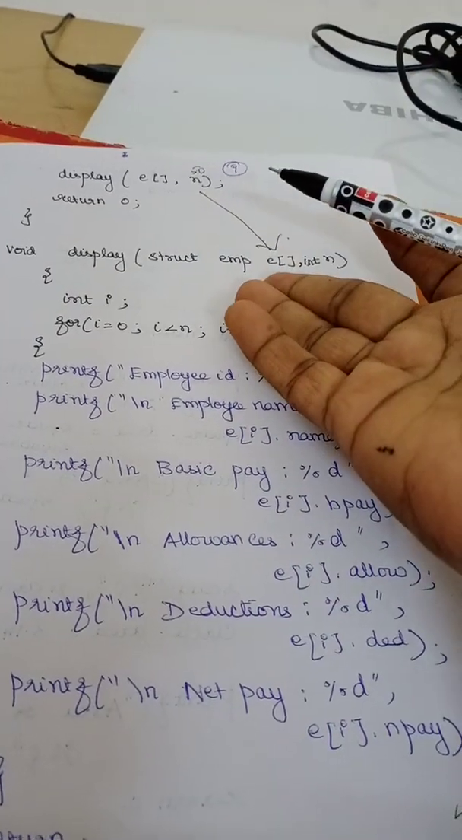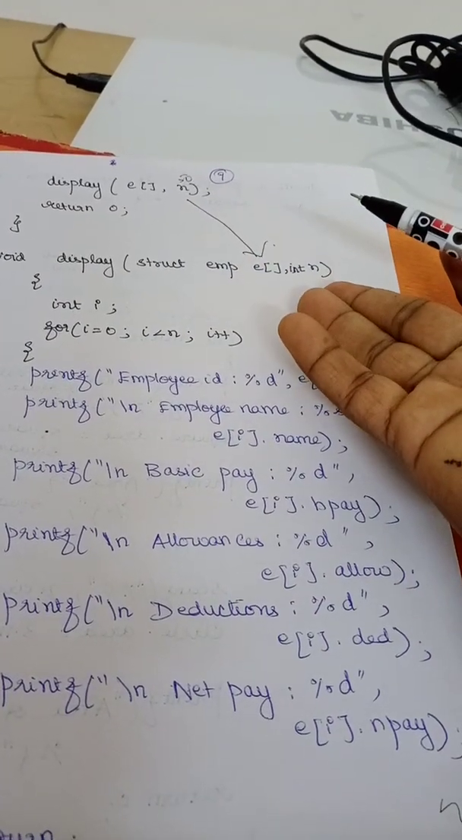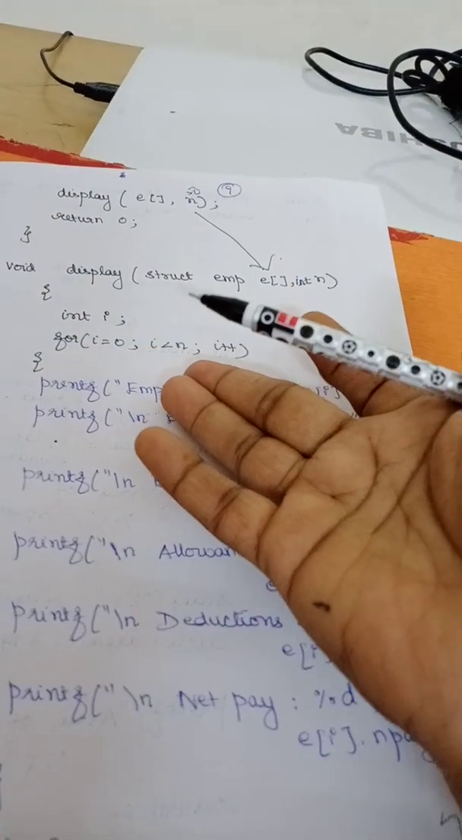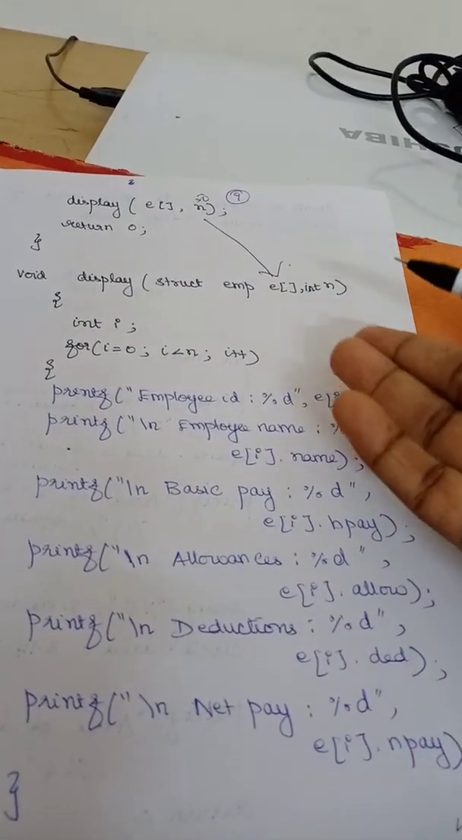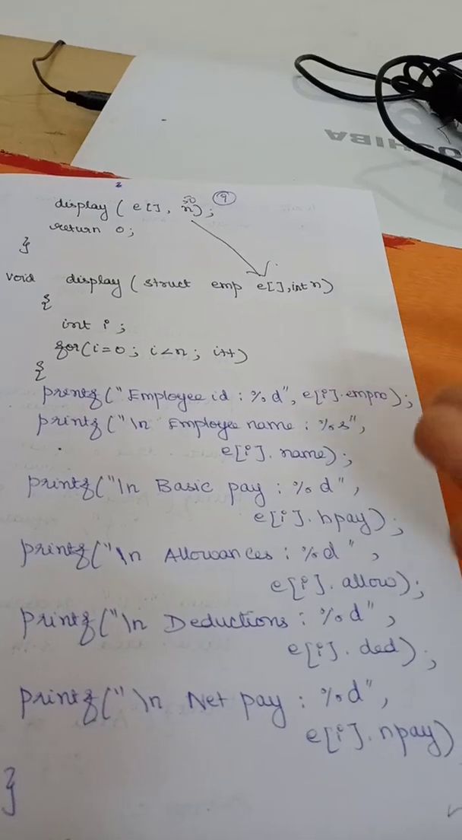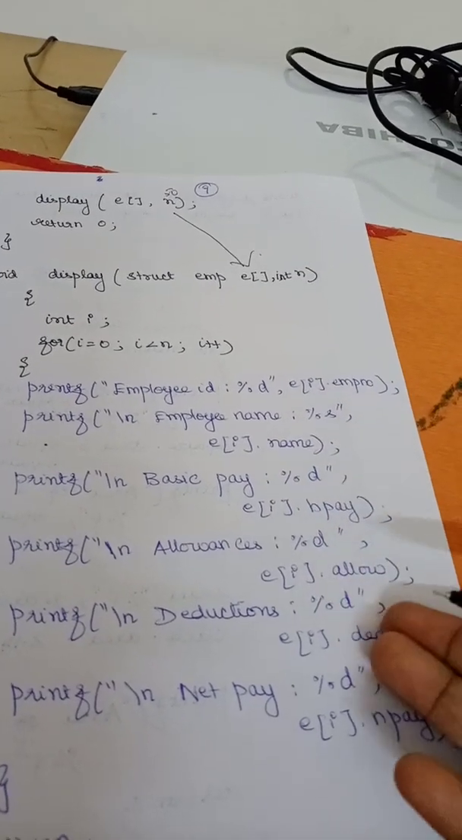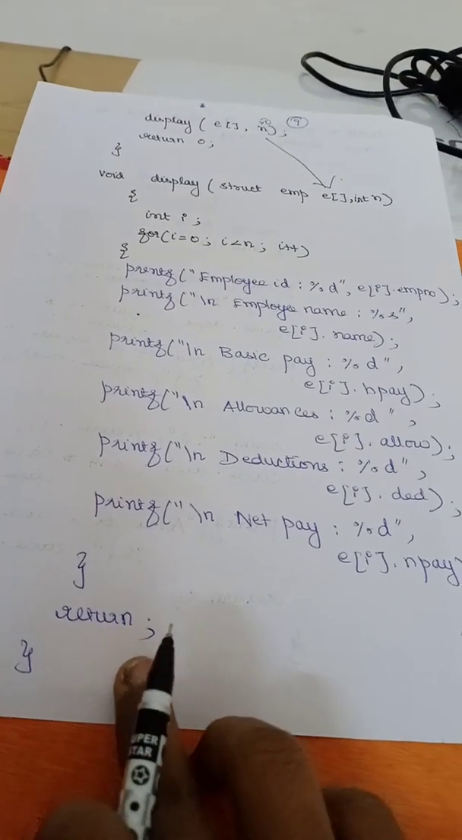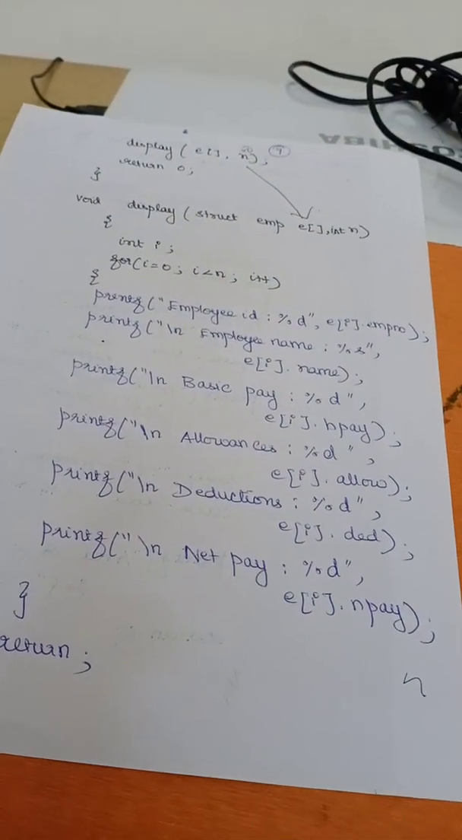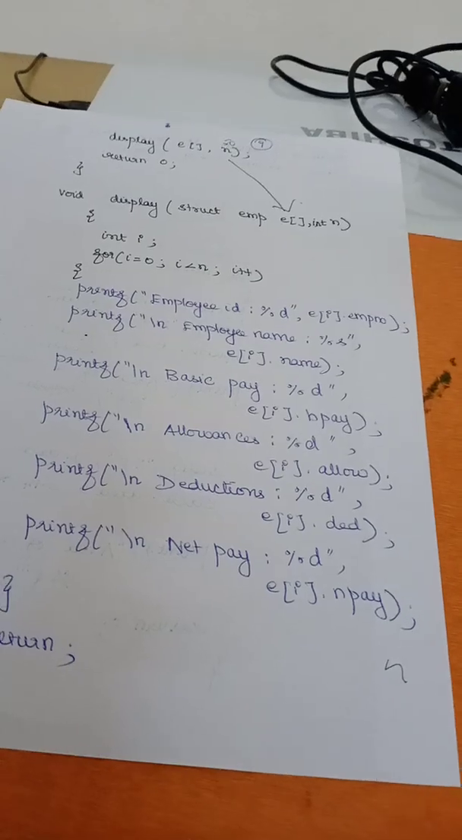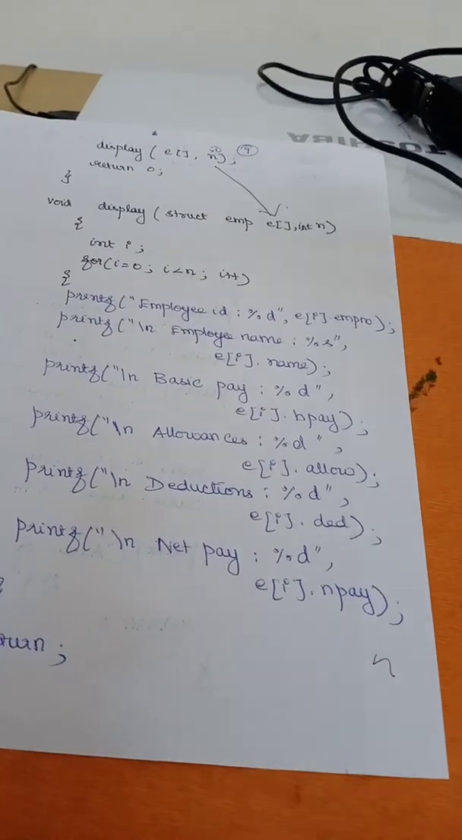We have a structure here, we have a number of employees here. So using the for loop, I am going to print each and everything. So I am going to print employee number, name, basic pay, allowance, deduction and net pay, right? And then return. Because I am not going to return any value, but return will return the control to your main program. Here also I am going to have a return. Is that clear? Just I have used a function to display the structure.